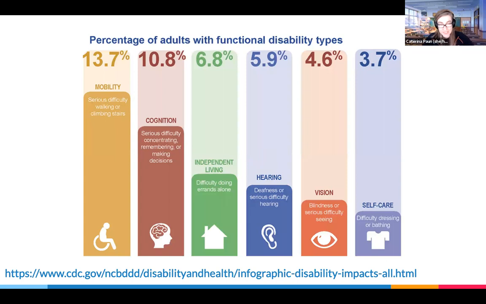This is also from the CDC. This is another infographic outlining the different types of disabilities. We've got mobility, cognition, independent living, hearing, vision, and self-care. We're going to focus on some of these, maybe not all, but just keep in mind that there are several different types.